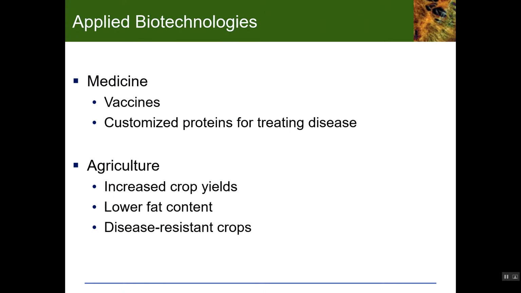How do we apply this to biotechnologies? Well, in medicine, you produce vaccines, like they're doing right now with COVID, and customized proteins for treating disease. In other segments like agriculture, we can utilize it to increase crop yields, lower fat content in foods, and produce disease-resistant crops.